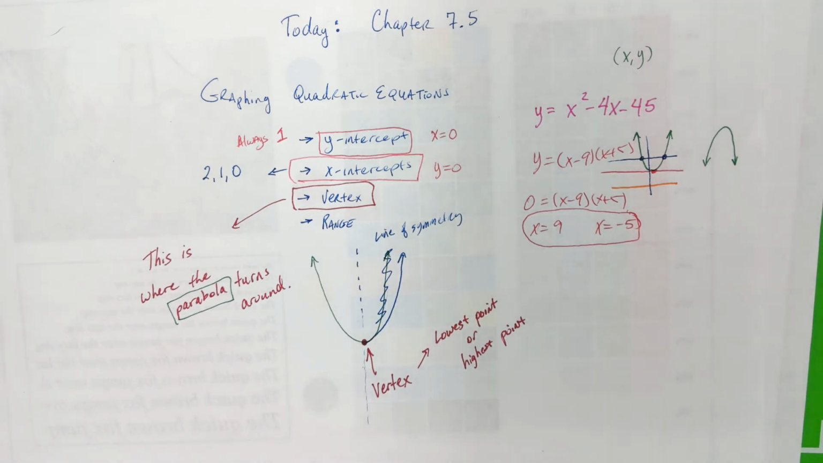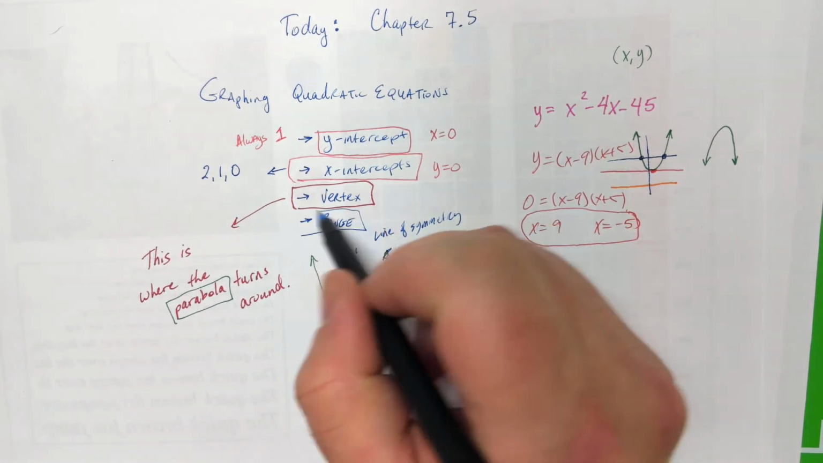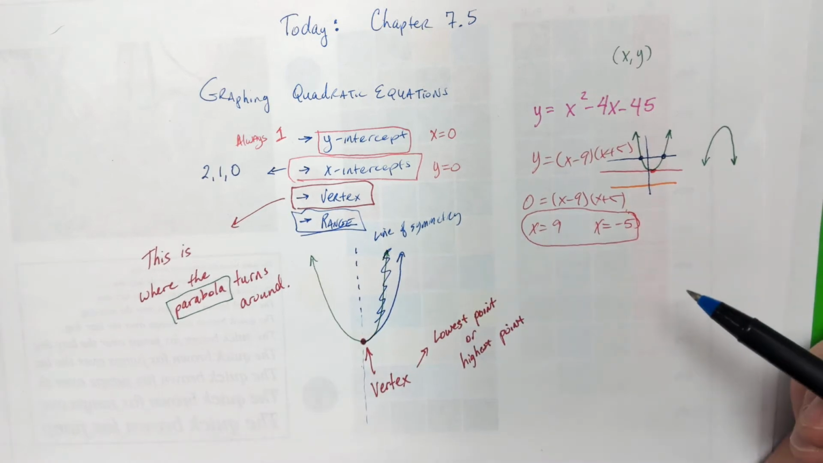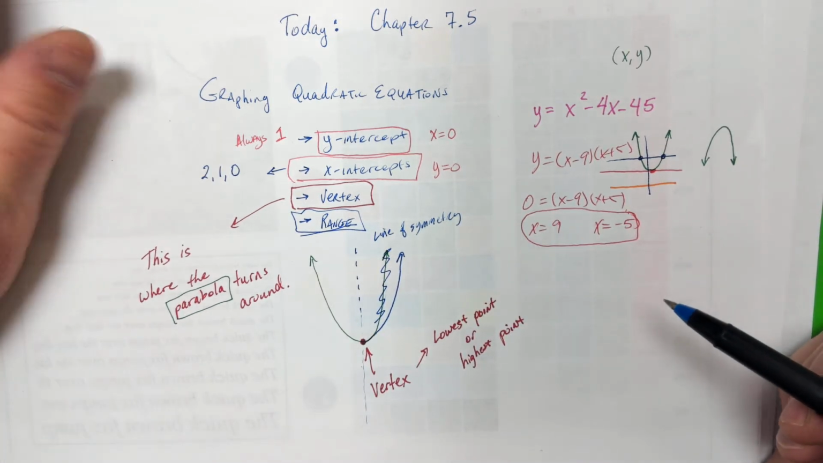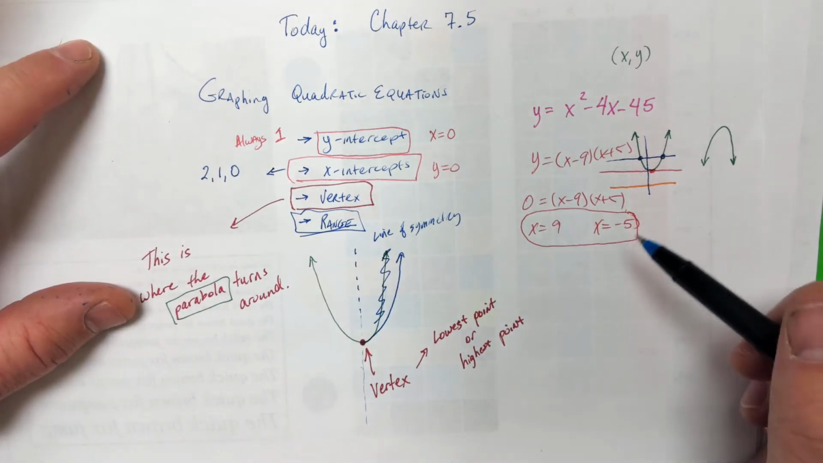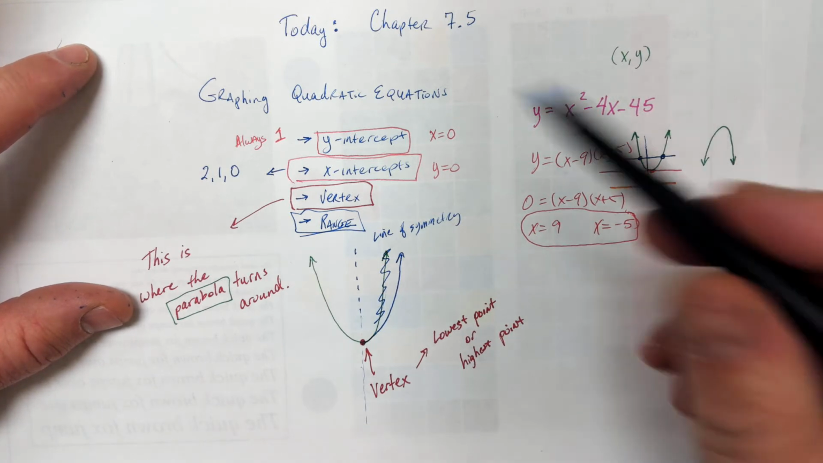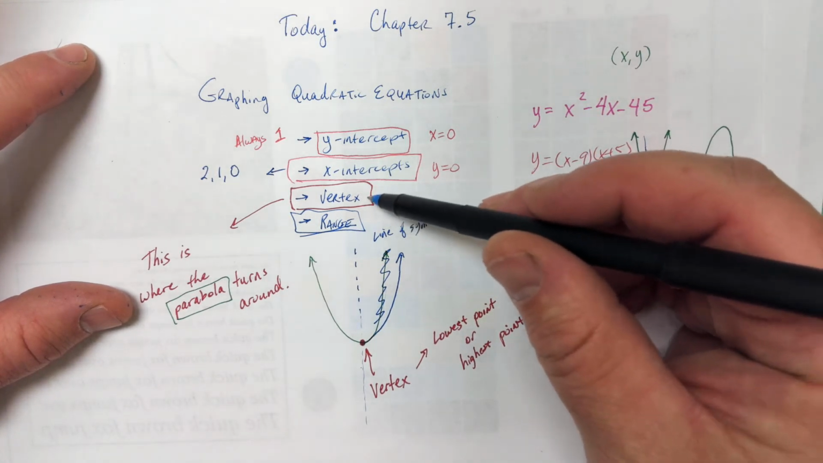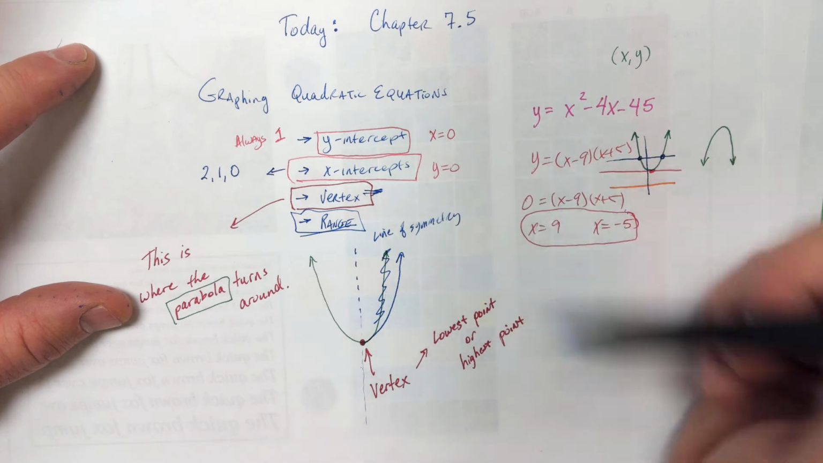Okay, we'll talk about the range in a moment. We'll save that one for the end. So the only thing you don't know that we're going to find out to graph our first one is how to find the vertex, but we'll do that right now.